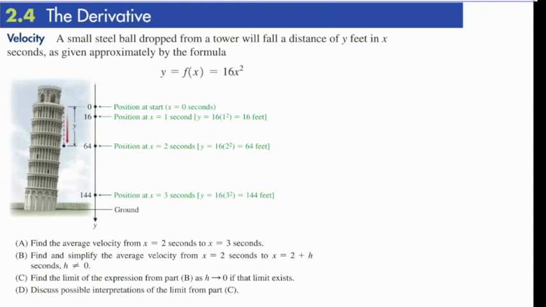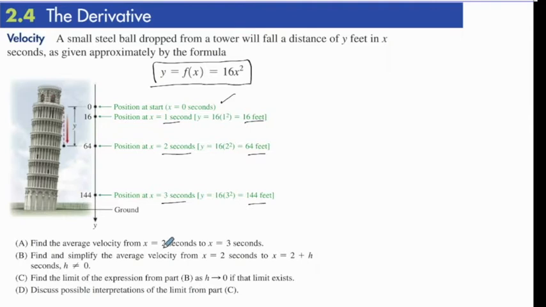So here's another application. It says a small steel ball is dropped from a tower and will fall a distance of y feet in x seconds, as given approximately by the formula y, or f of x, equal to 16x squared. So the graph gives us the position at x equals 0 seconds, and then at x equals 1 second, at x equals 2 seconds, and x equals 3 seconds. And we have the distances of 16 feet, 64 feet, and 144 feet.